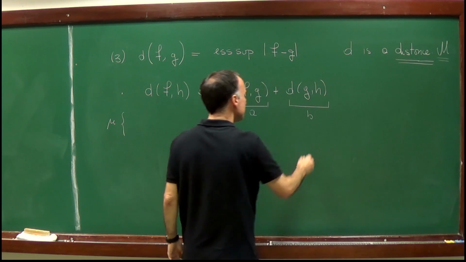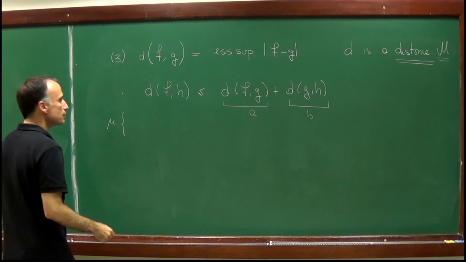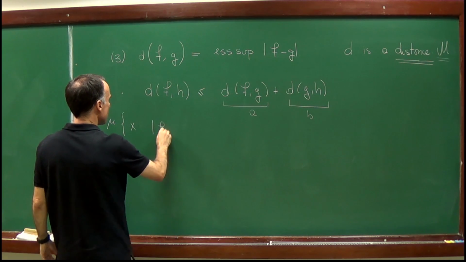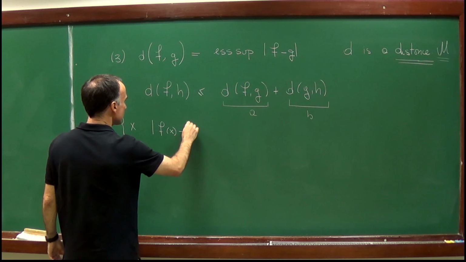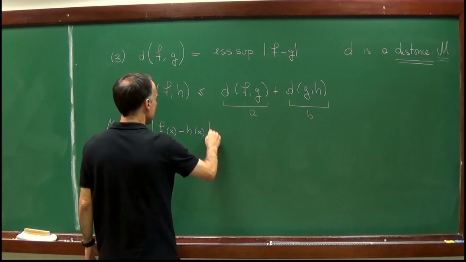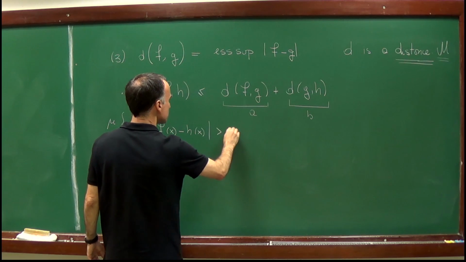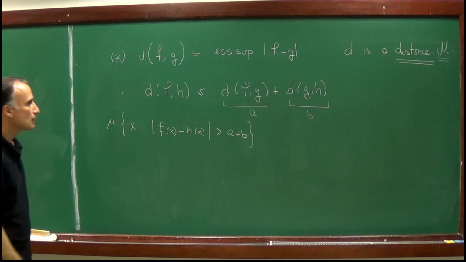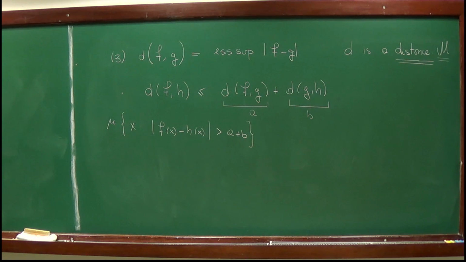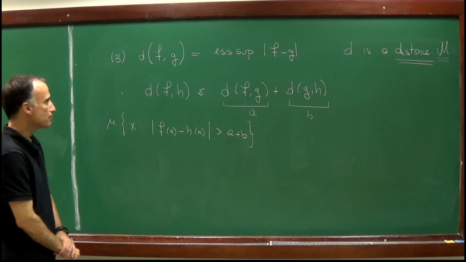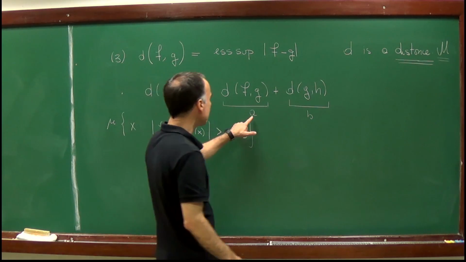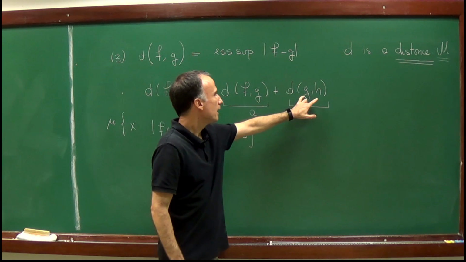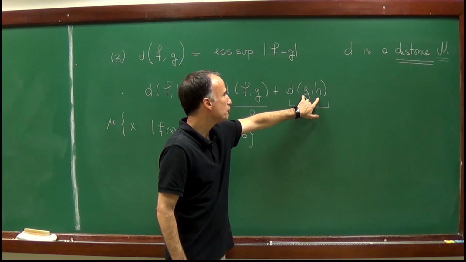and this B, and let me consider the set of points x such that f of x minus h of x is larger than a plus b. And I want to show that this set has measure 0. Right? A, remember, is the essential supremum of f minus g, and b is the essential supremum of g minus h.